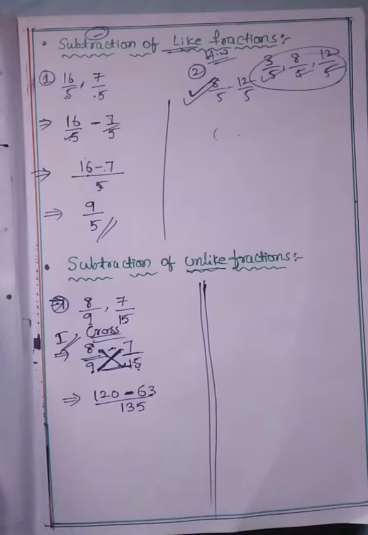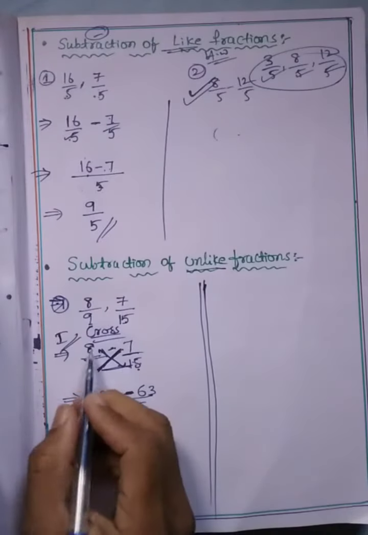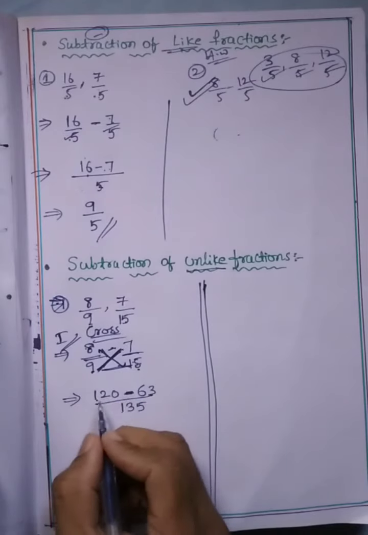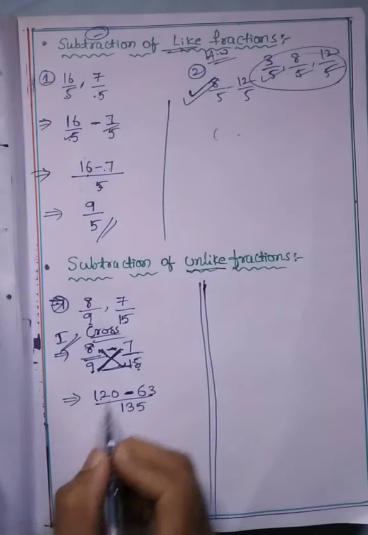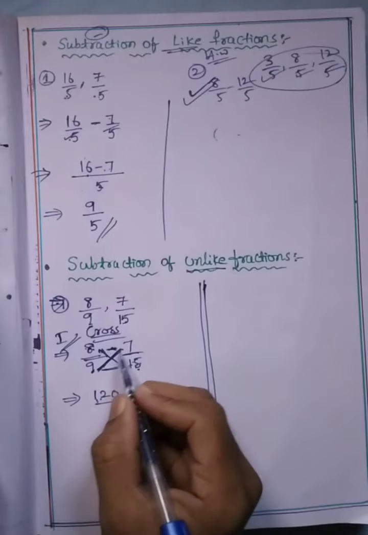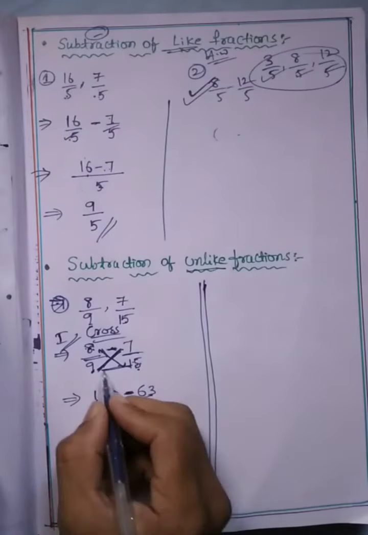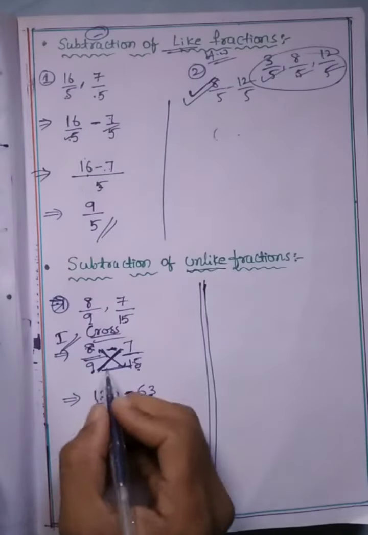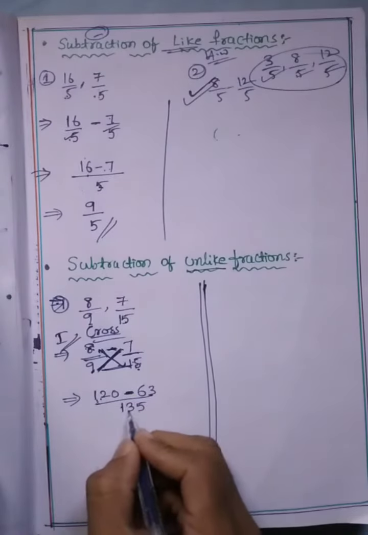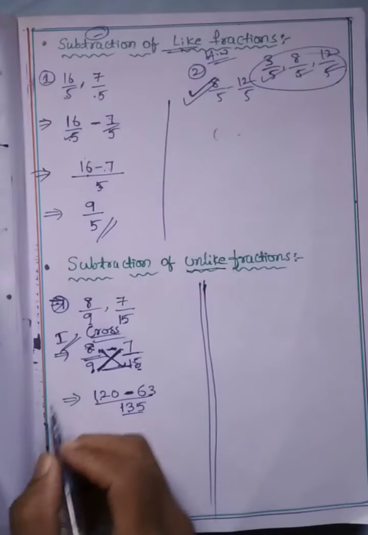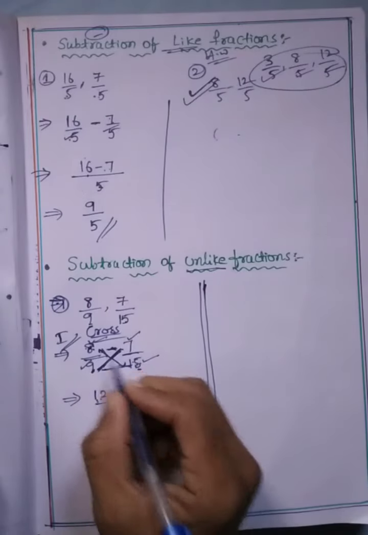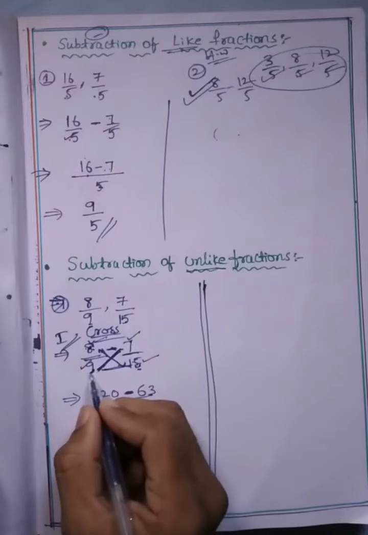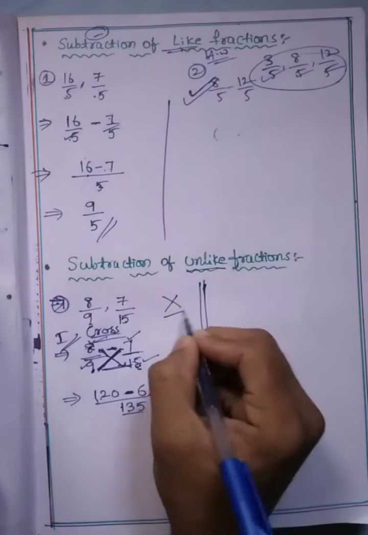I hope that you have understood this concept. 8 into 15, 8 15s are 120. Take this minus symbol as it is. There are two ways for solving this type of problems. You can choose any one as you wish. So 8 into 15, 120. 9 into 7, 63. Take this 135 as it is. How I took this value: 9 into 15. First you multiply both of these denominators, then numerator into denominator, denominator into numerator, next denominator into denominator. Better to remember this symbol.